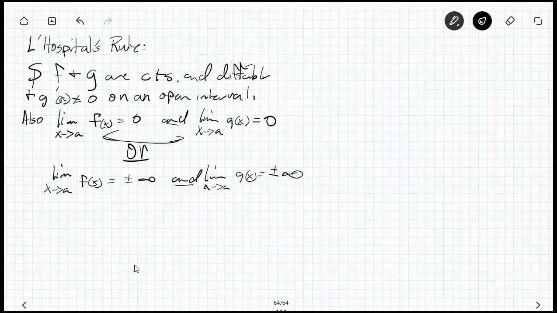All right, so this sets the whole stage. What we're saying is, if I've got two functions, and the limits both either go to 0 or positive or negative infinity, then this implies the limit as x approaches a of f of x over g of x is equal to the limit as x approaches a of f prime of x over g prime of x.